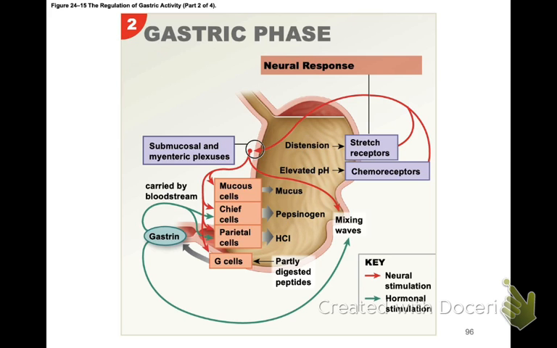So when we get into the gastric phase, it's actually the presence of stuff in the stomach. Even if it's not food, if you distend or stretch the stomach, those stretch receptors can stimulate stomach activity. But obviously, if it's food, you've got chemoreceptors that are going to be activated as well. And again, we're going to stimulate both the secretion and the muscle activity and the secretion of gastrin.